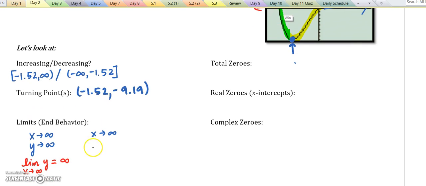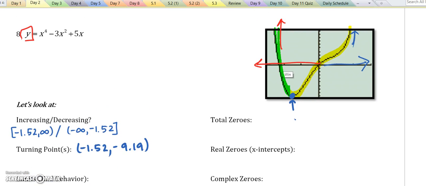So as x approaches infinity, y approaches infinity. Our new notation will look like this. The limit as x approaches negative infinity, y is going to approach positive infinity.